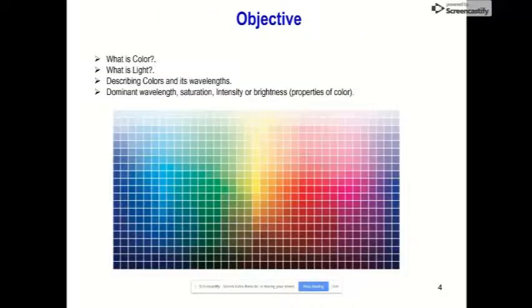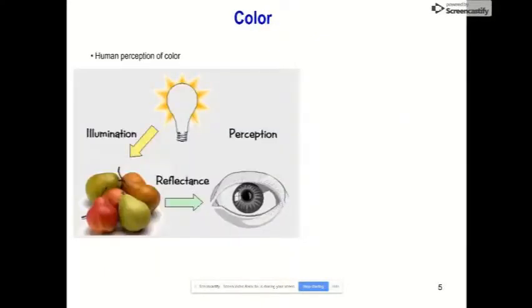I'm going to discuss a few basic concepts like what is color, what is light, and how color is produced from light, and the color properties like saturation, hue, and brightness. Basically, color is a property of light, and light comes from light sources. So how does the human eye perceive the color whenever light falls on any object? The color ray is perceived by the human eye.